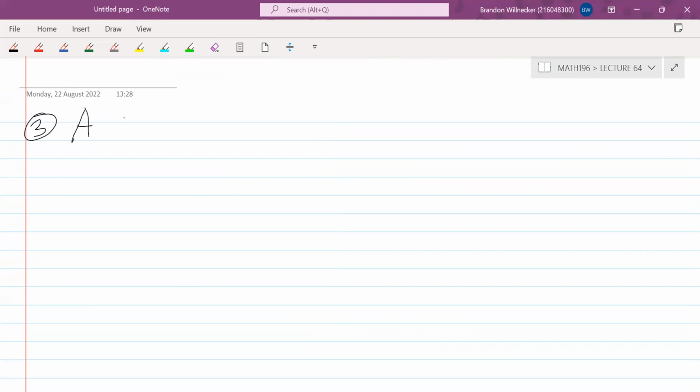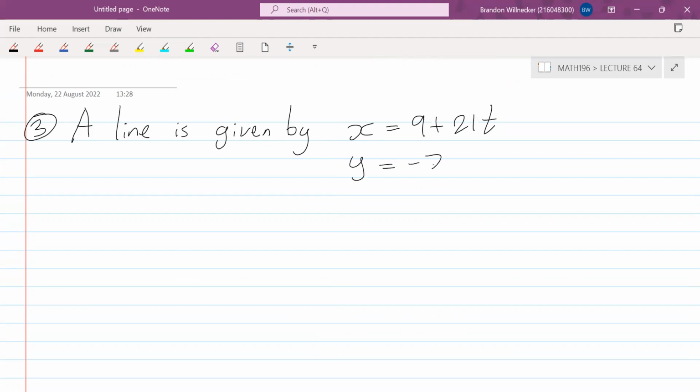Okay, so a line is given by x equals 9 plus 21t, y is equal to minus 7, and z is equal to 12 minus 11t. Okay, so we're given the parametric form for this line. Okay, does it intersect the xy plane?